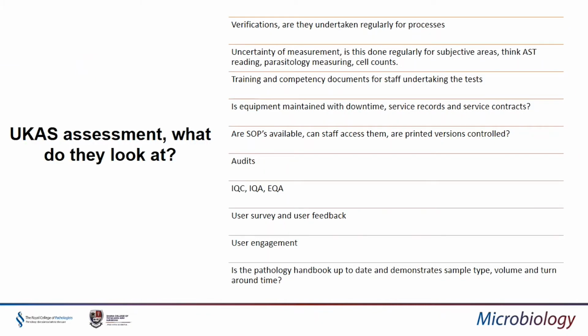UKAS assessment, what do they look at? So they look at verifications. Are they undertaken regularly for processes? Uncertainty of measurement, is this done regularly for subjective areas? So AST reading, antimicrobial susceptibility testing, we do uncertainty of measurement every time we use EUCAST, the European standards for AST in the UK. And every time we implement a new version, because they're reviewed annually, we do uncertainty of measurement before we go live in all of the sites.